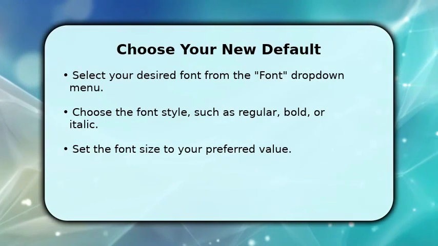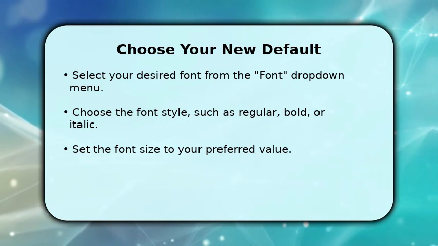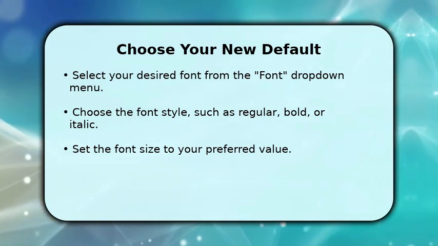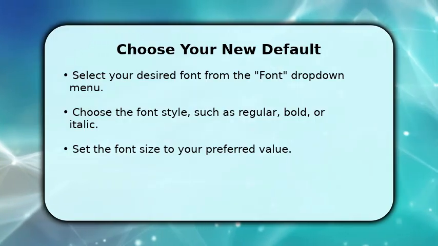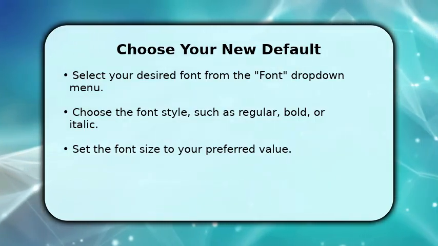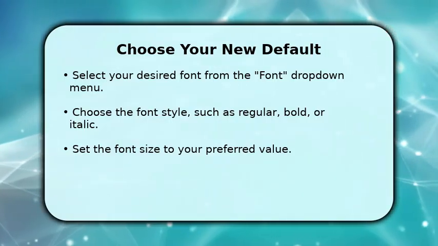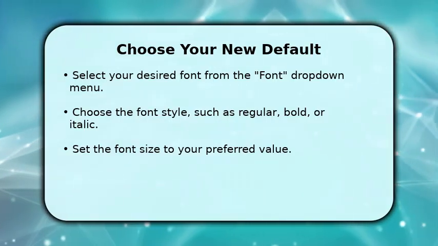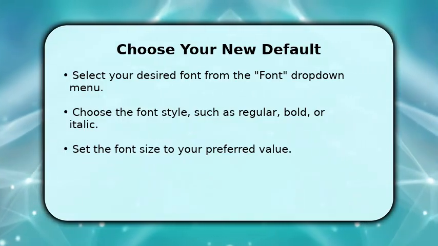Once the font dialog box is open, you can begin selecting your new default. First, choose your desired font from the font drop-down menu, perhaps Calibri or Times New Roman. Next, select the font style, such as regular, bold, or italic, to suit your preference. Finally, set the font size to your preferred value, for example, 11 or 12 points. These selections will define the look of your text.